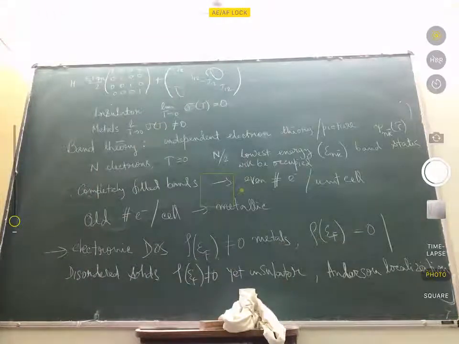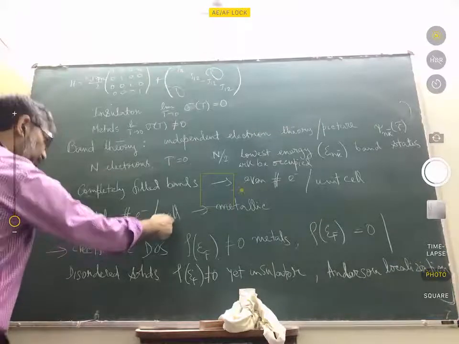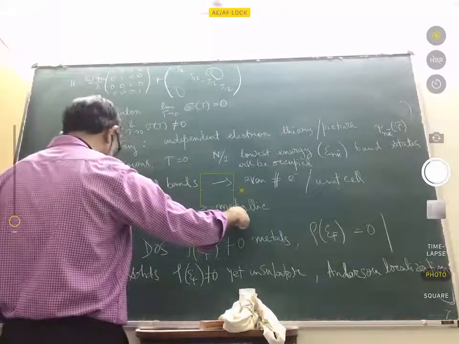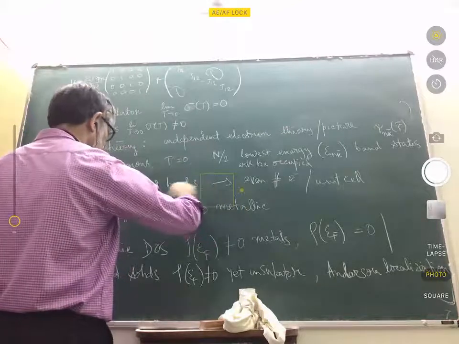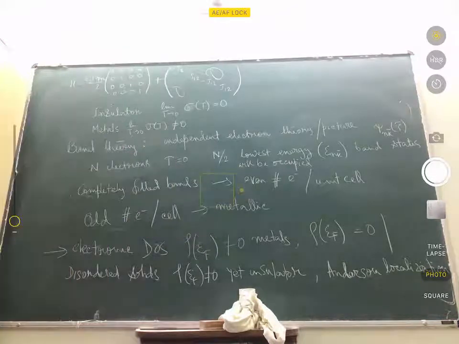What is the problem? Before I go to stating what the problem is, let me make one or two statements. What is the time? Okay, we have a few minutes. As I said, an even number of electrons per unit cell is required for a material to be insulating, but it doesn't guarantee that the material is insulating.